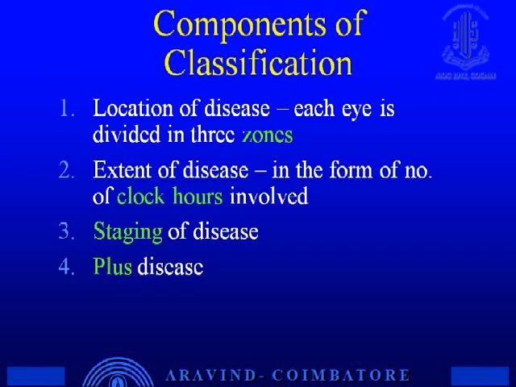One is the location of the disease, where each eye is divided into 3 zones. The extent of the disease in the form of number of clock hours involved, staging of the disease, and plus disease.